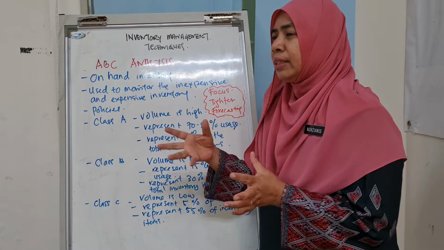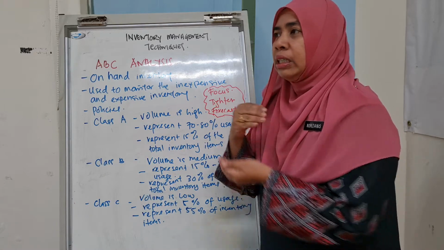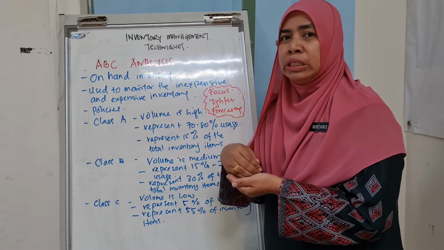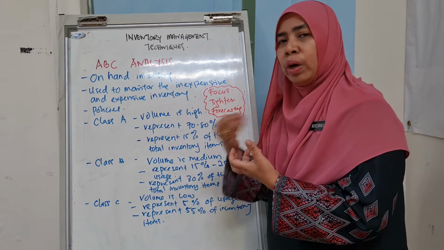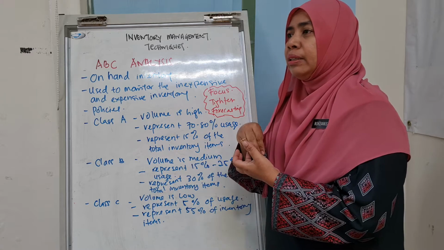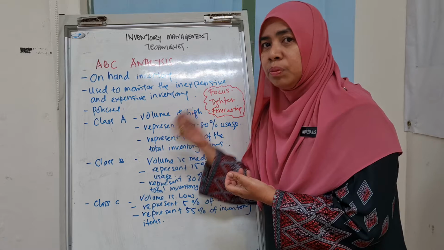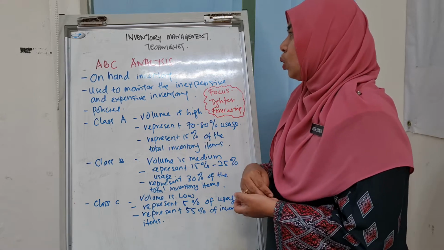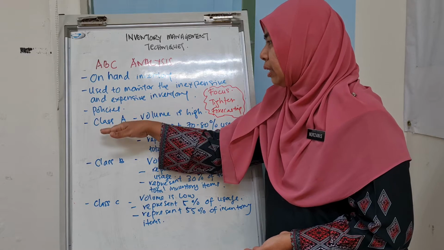We do not just say, okay, this item is A and this item is B. It's not like that, right? The company has its own policy on how to identify the A items, and to group the A items, B items or C items. Alright. So we call it ABC. So what is the ABC technique?